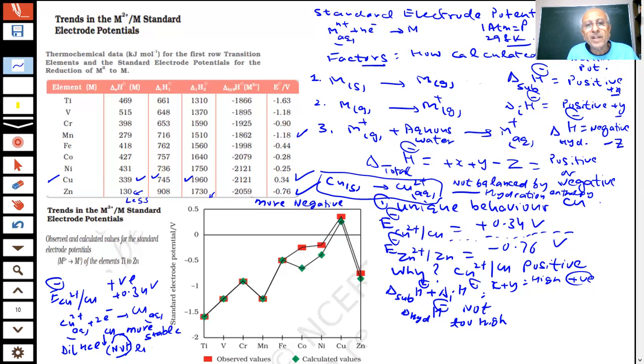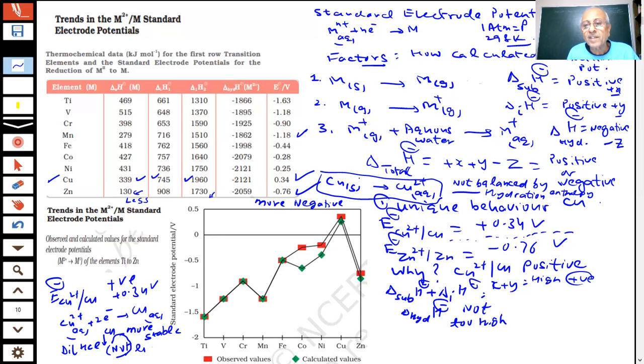The more negative the value, the more stable is that ion, that oxidation state. The more positive the value, the less stable is that oxidation state, students. So these values are very important for us.